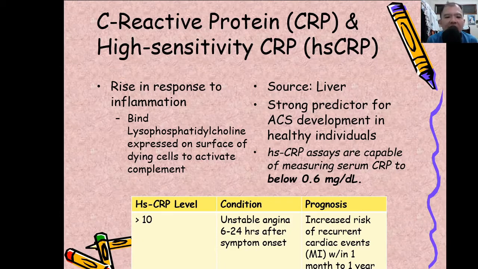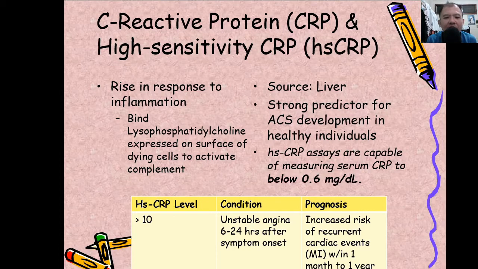HSCRP is a more sensitive kind of CRP. It can also be called a heart-specific CRP. Why is it more sensitive? Because HSCRP assays are capable of measuring serum CRP to as low as 0.6. The normal level of HSCRP is less than 10.